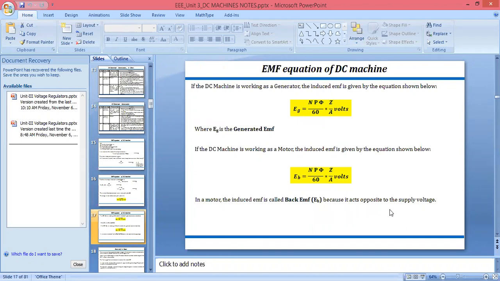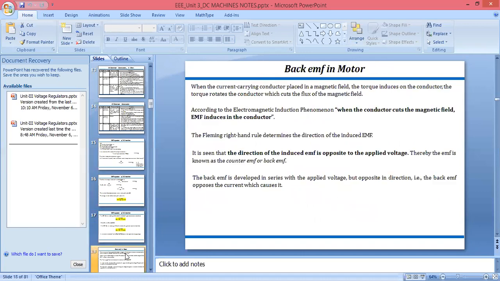Because we know when we use the DC motor, we use electrical energy and create mechanical energy. So that EMF we call a back EMF, and in today's session we have to see about the back EMF. We will see what the necessity of back EMF is. According to Faraday's law, when there is a magnetic field, EMF gets induced and the direction of EMF will be decided according to the Fleming right hand rule.